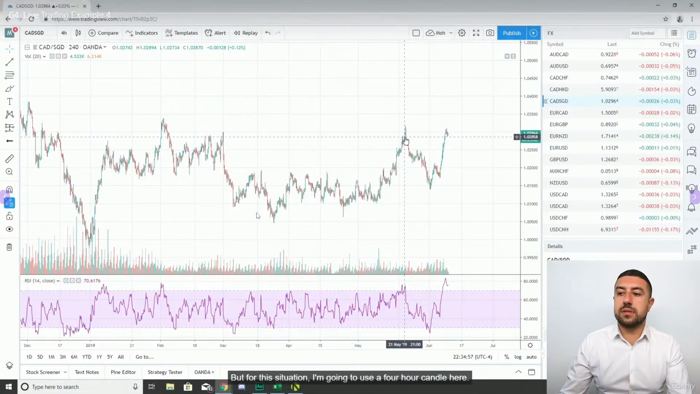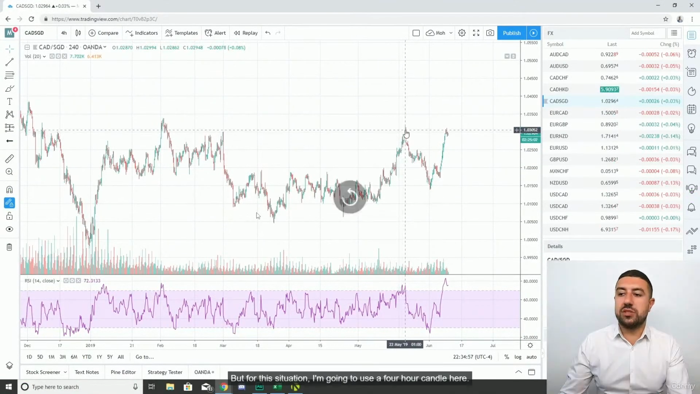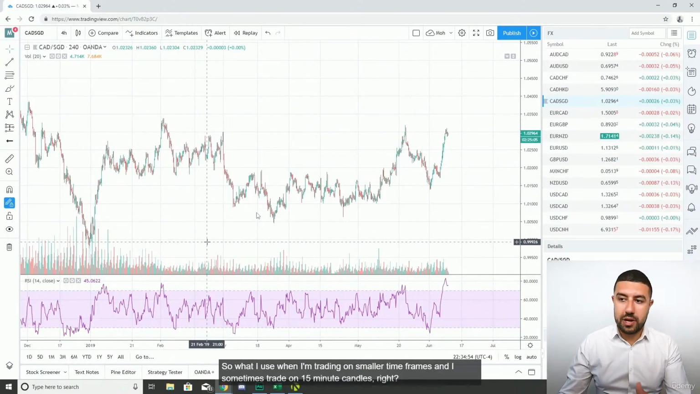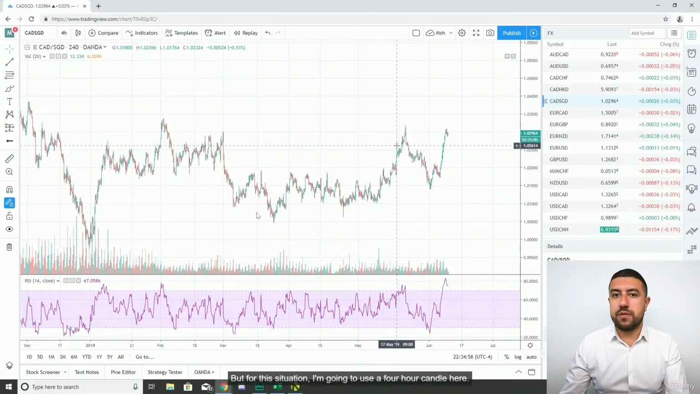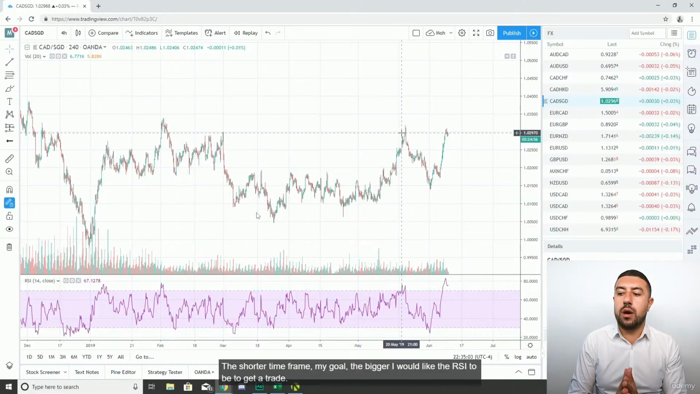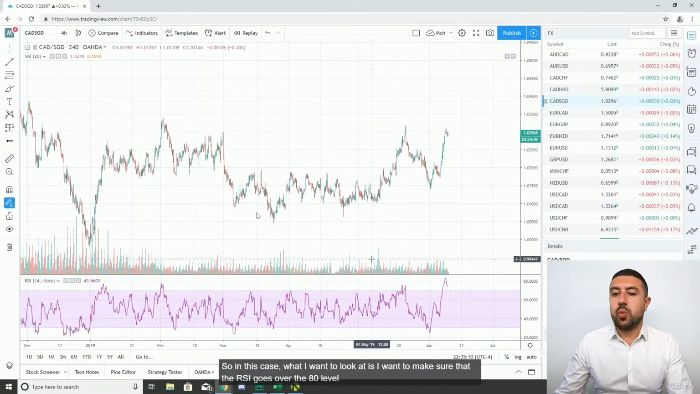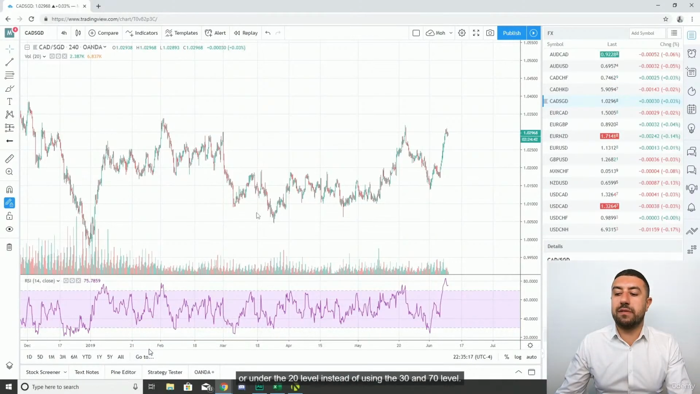For this situation, I'm going to use a 4-hour candle here. The shorter the time frame I go, the bigger I would like the RSI to be to get a trade. So in this case, I want to make sure that the RSI goes over the 80 level or under the 20 level instead of using the 30 and 70 level.